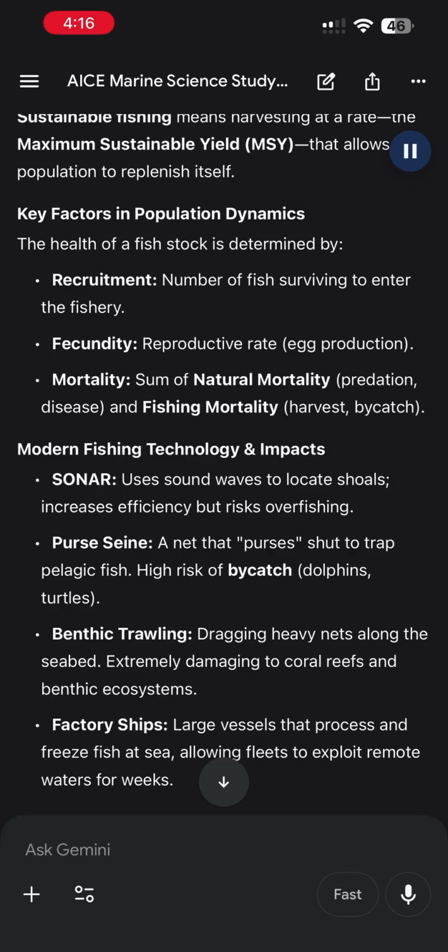Benthic trawling, dragging heavy nets along the seabed. Extremely damaging to coral reefs and benthic ecosystems. Factory ships, large vessels that process and freeze fish at sea, allowing fleets to exploit remote waters for weeks.